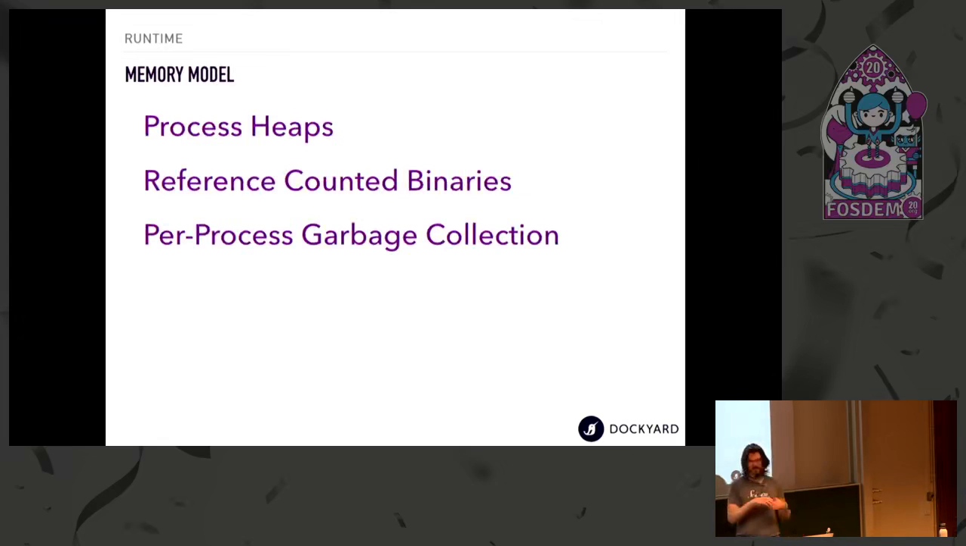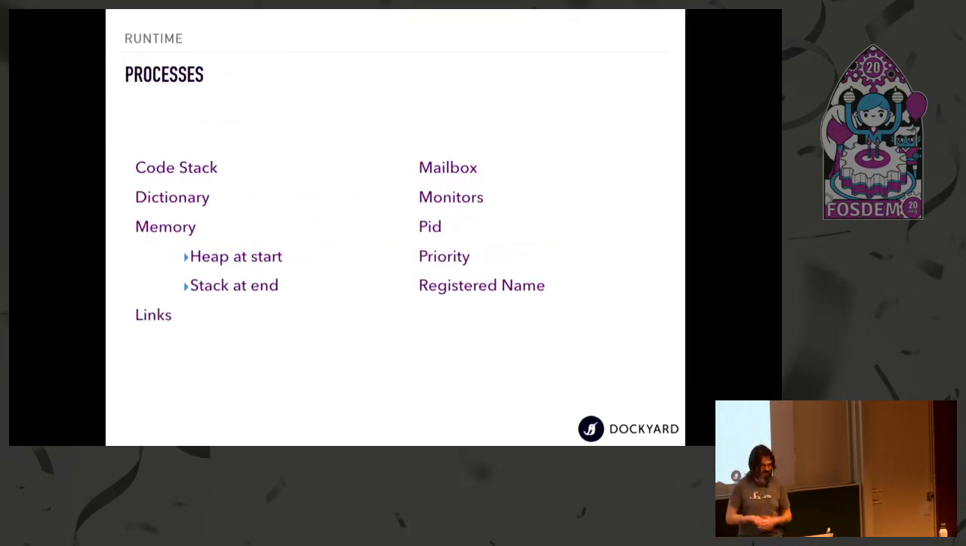From the perspective of everyone here that's just running Erlang or Elixir, the memory for processes is the same. Processes have heaps. They have reference-counted binaries when they are over 64 bytes, and each garbage collection is per process. The processes have similar features to those in the BEAM, and from Erlang or Elixir code, it's going to behave identically, so you don't really have to think about it.